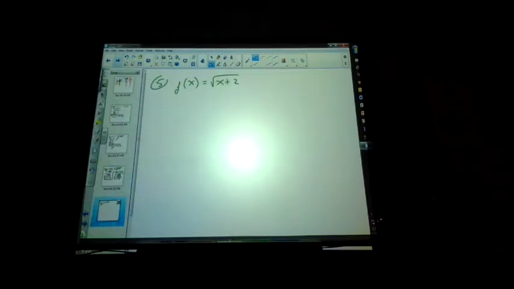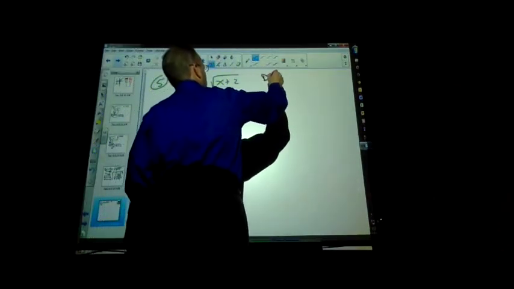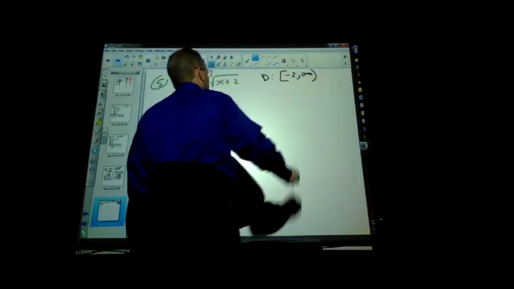Okay. What do we know? Domain. Nope. That's square root. Square roots, I can't have a negative under the radical. So what's the smallest value I can plug in for x? 0. Can I have a square root of 0? What's the square root of 0? 0. So we can. So the domain of this is going to be square bracket, negative 2 to infinity.